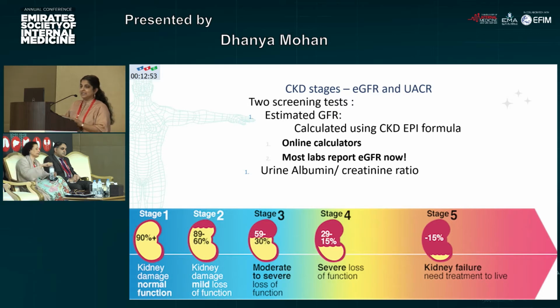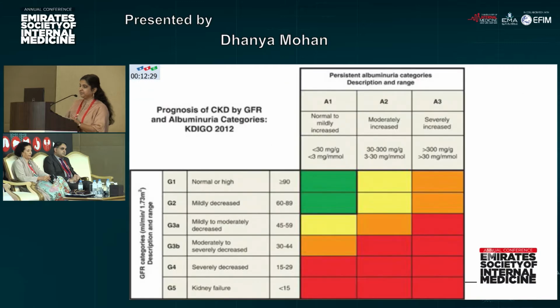That's a 30 mil decline from stage 1. Stage 3 is another 30 mil decline from stage 2, that is from 30 to 59. And stage 4 and stage 5 are 15 mils per minute decline each. So stage 4 is when the GFR is between 15 to 29 mils per minute, and stage 5, which used to be called end-stage kidney disease, is when the GFR is less than 15 mils per minute. So this is a classification proposed by the Kidney Disease Improving Global Outcomes, which is an international body laying guidelines for management of CKD.